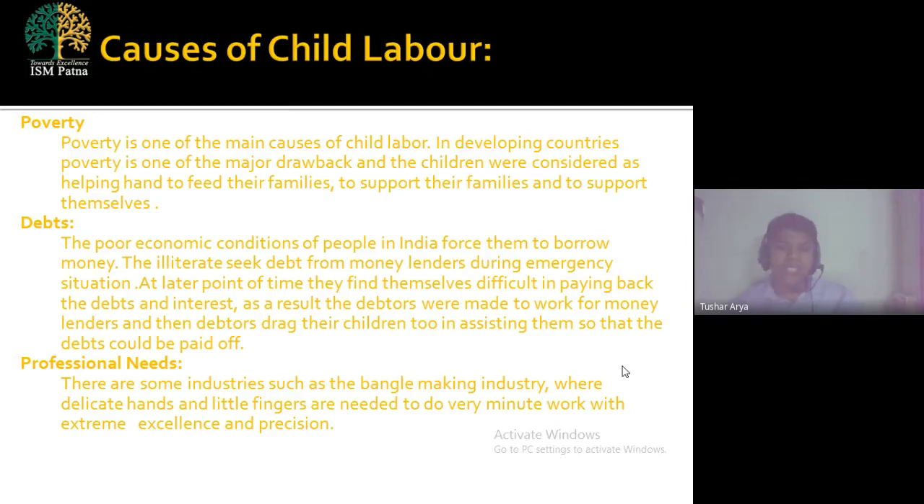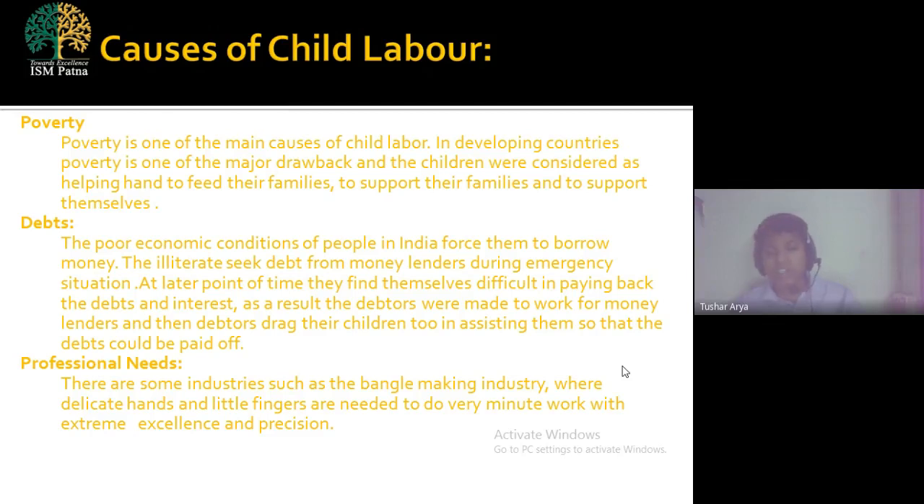If you move towards the area of Firozabad, Firozabad is famous for the bangle industry in India, and Firozabad is in UP, Uttar Pradesh. If you go there, you will find that in every house there is bangle making. In every house, it's just like a small scale industry of bangles, and children of the minimum ages are involved in this industry. Why is it so? It is only due to delicate hands and little fingers, which are needed to do very minute work with extreme excellence and precision.